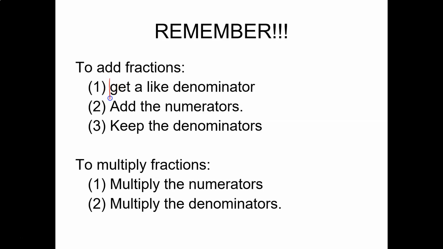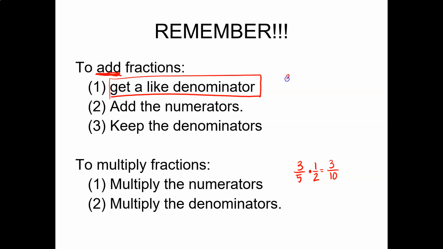You must have a like denominator to add. You do not have to have a common denominator to multiply. Multiplying's much easier. If I've got 3/5 times 1/2, I just multiply straight across. 3/10. Right? But I must have like denominators to add.